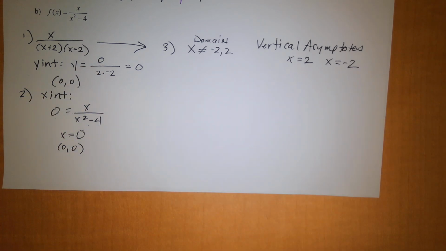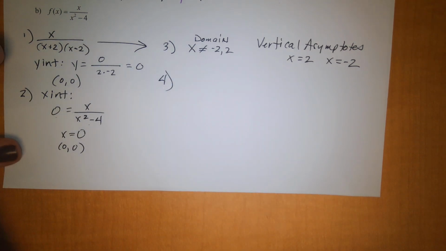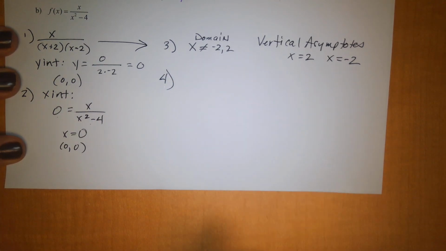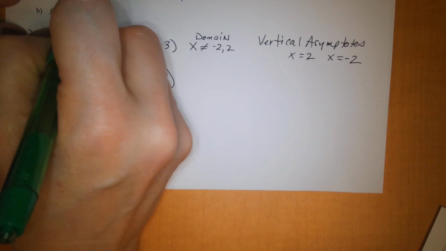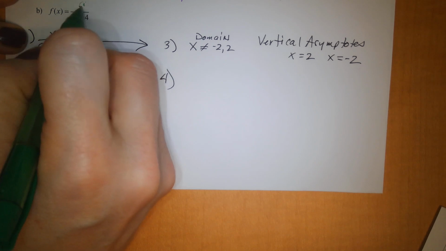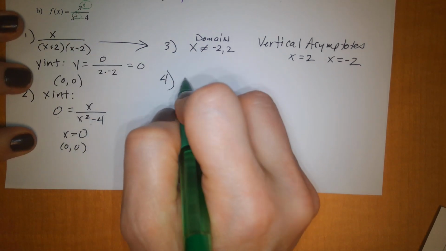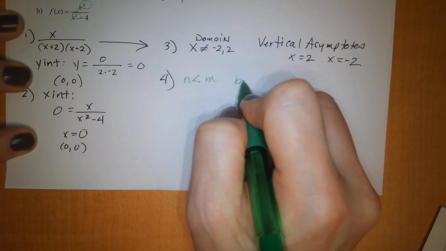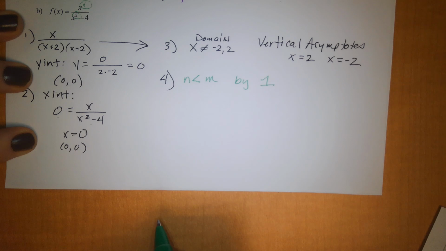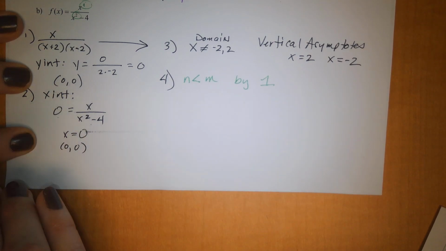In step 4, we'll now find any horizontal or oblique asymptotes. Horizontal and oblique asymptotes are found by comparing the numerator and the denominator exponents. The numerator exponent is 1, and the denominator exponent is 2. Since the numerator exponent is less than the denominator exponent, it's a proper fraction.